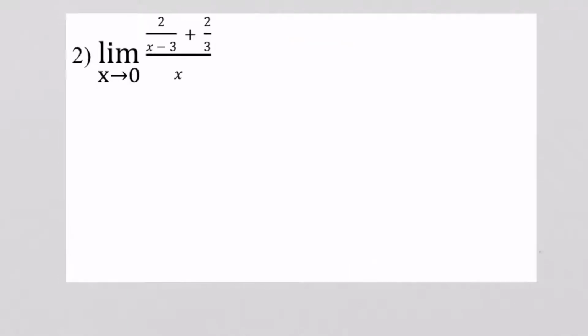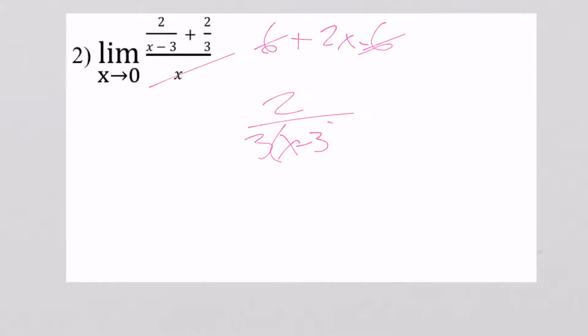Alright, next problem. Fractions, common denominator. So I'm going to get 3 times 2 is 6, plus 2 times x minus 3 is 2x minus 6. The 6's are gone. I'm left with a 2x, which is going to cancel with that x, so I have a 2 over the common denominator, 3 times x minus 3, plug in 0. 3 times negative 3 is negative 9. 2 over negative 9 is negative 2/9, my answer.